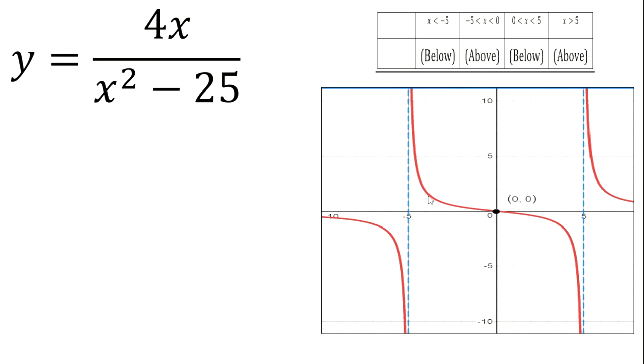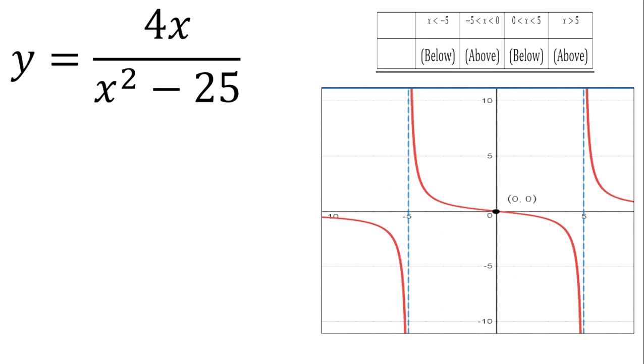Always remember, as you can see here, the behavior of the graph always approaches the asymptotes. In this case, the asymptotes here are x equals negative 5 and x equals 5. And then we also have the horizontal asymptote, y equals 0. Now, what about the domain and range?